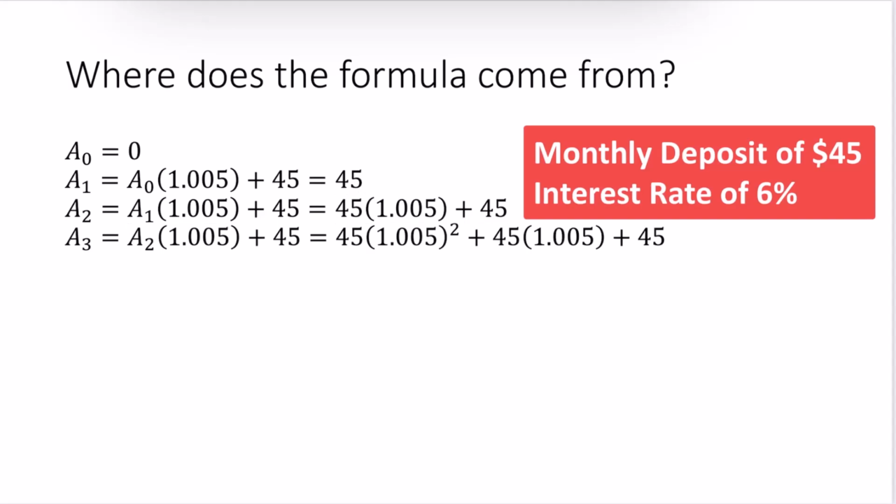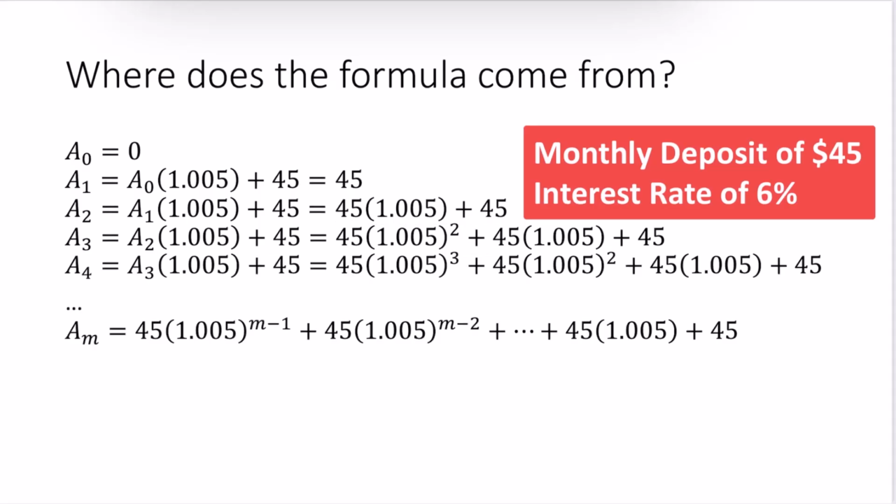Then in month 3, I'm basically going to do the same thing. I'm going to take last month's amount that I have and charge interest on that, and then add a deposit. And when you simplify that all out and distribute it, you end up with this expression for the amount of money you have on month 3. Then you'll do the same thing for month 4, and so on and so forth, for however many months you decide to save this amount of money.